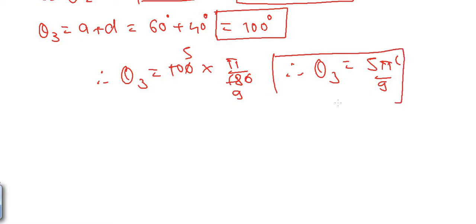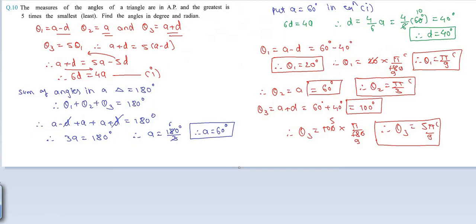So these are the values of theta 1, theta 2 and theta 3. That is the three angles in a triangle. This is a full screen view of the entire sum. So you can pause and go through all the steps in one go.